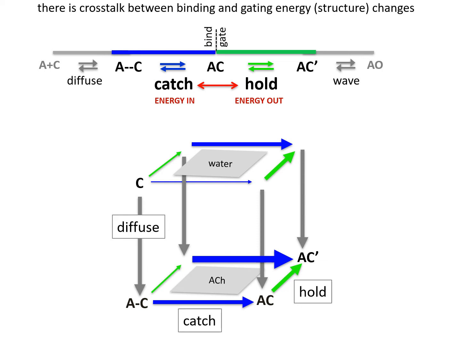So because of the energy coupling between the two events, the rightmost green arrow, which is hold after catch, has a much higher equilibrium constant than the leftmost arrow, which is hold before catch. But because you have to balance the energy around the cycle down below, if there's a small arrow going from AC of hold before catch on the left, then the catch arrow must be large in order to balance the two main pathways. So here's the main pathway, diffuse, catch, hold.